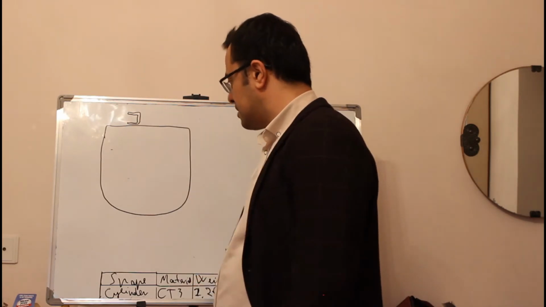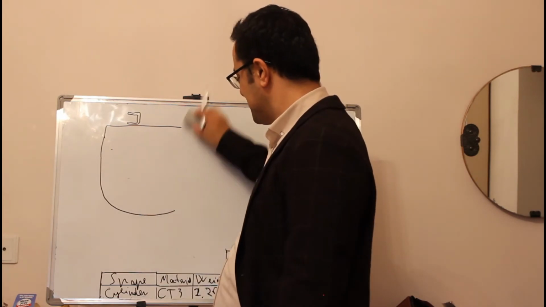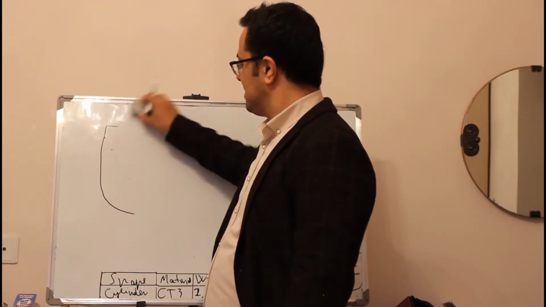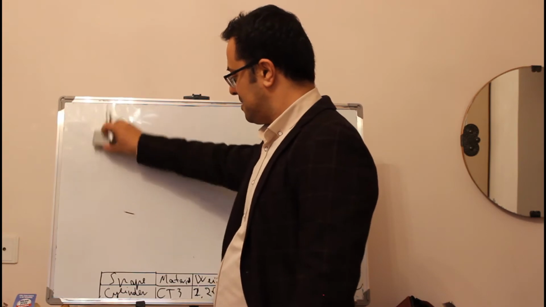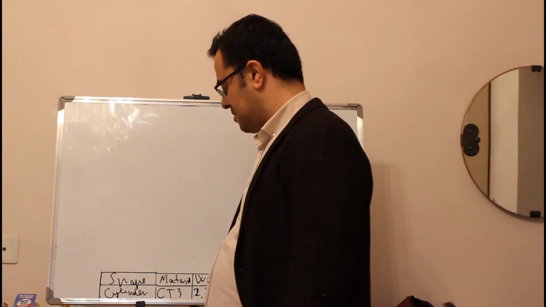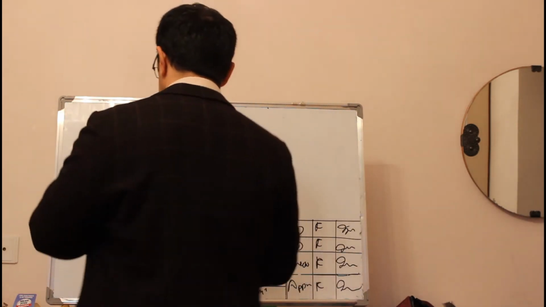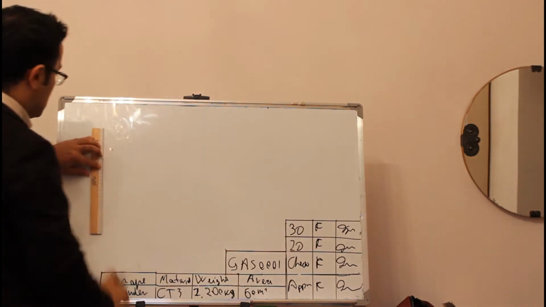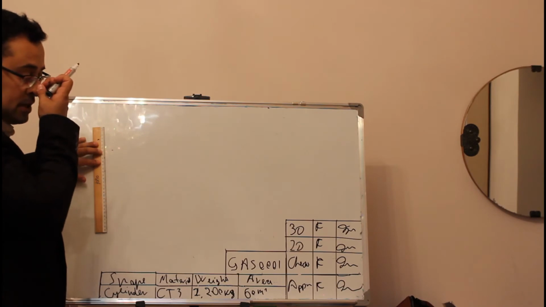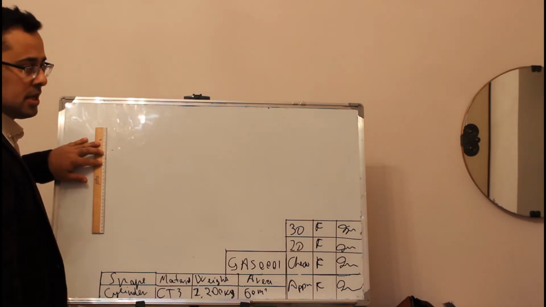Yeah, it's not a good thing to do. Yeah, I have to use rulers. Why do I need a ruler? Because I have to dimensionalize it.